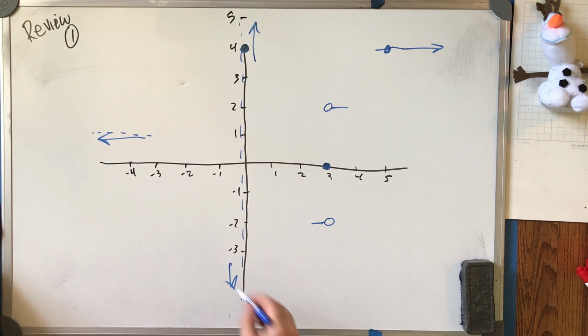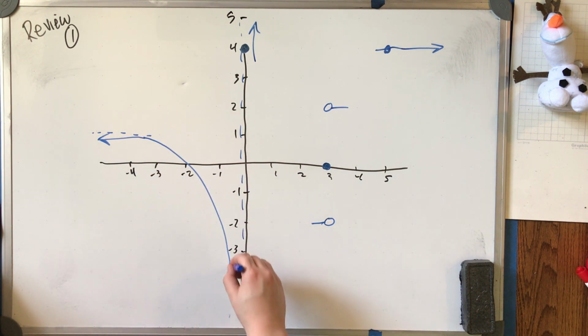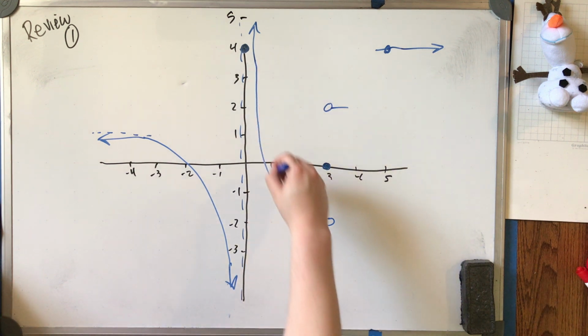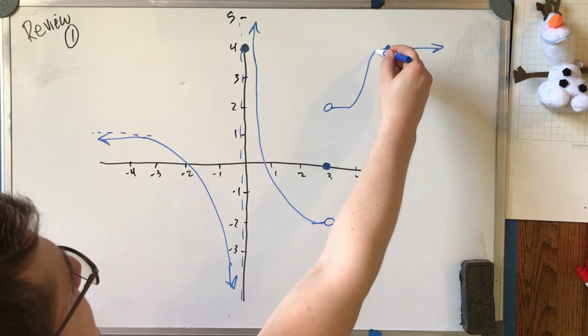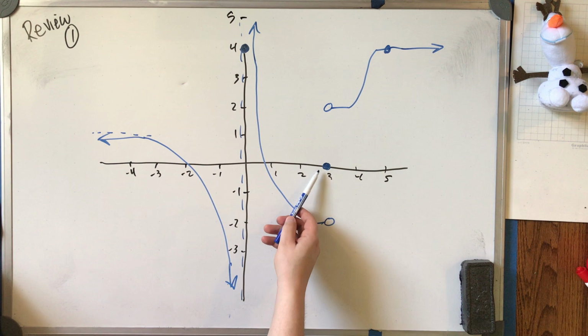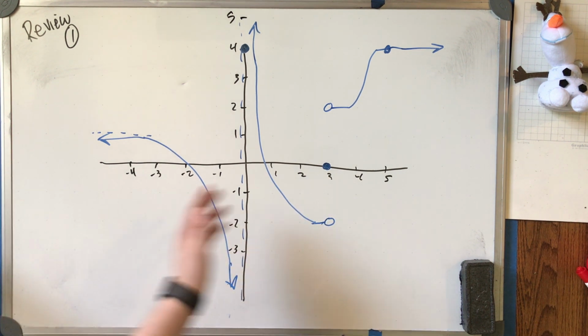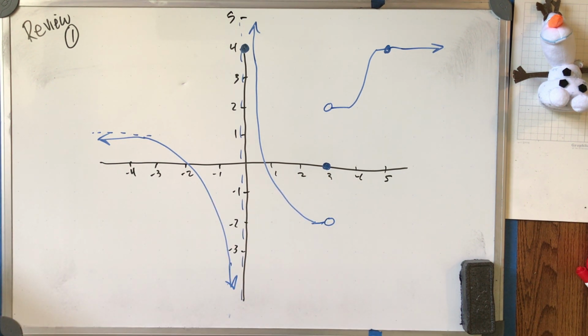So now I just need to connect the pieces. So this one connects to that. This is going to connect to that. This will connect to that. That point doesn't touch anything. That point doesn't touch anything. And this fits the criteria that we're looking for this particular graph.